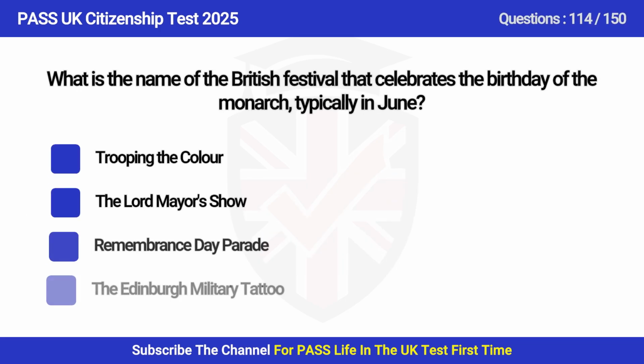Question 114. What is the name of the British festival that celebrates the birthday of the monarch, typically in June? A. Trooping the Colour, B. The Lord Mayor's Show, C. Remembrance Day Parade, D. The Edinburgh Military Tattoo.